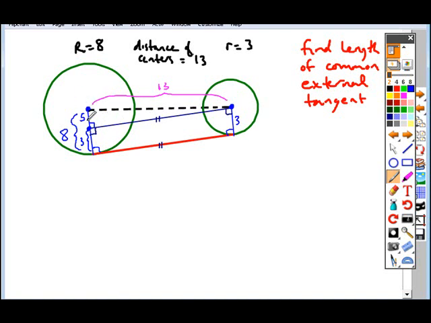A right triangle. I have a leg of 5, a hypotenuse of 13. What's the other leg going to be? 12. So if that's 12, then what's the length of that common external tangent? 12.